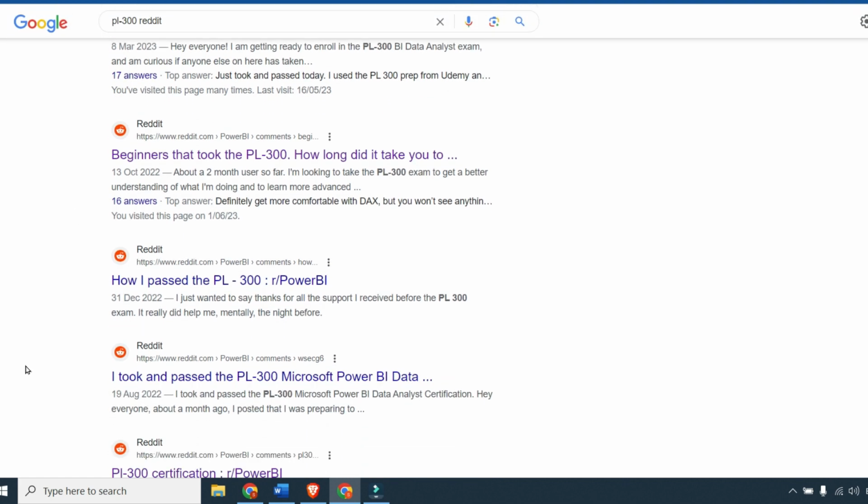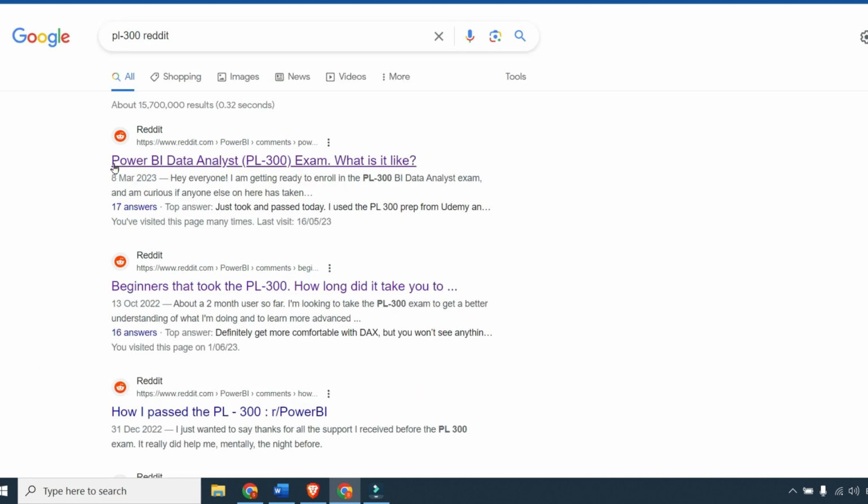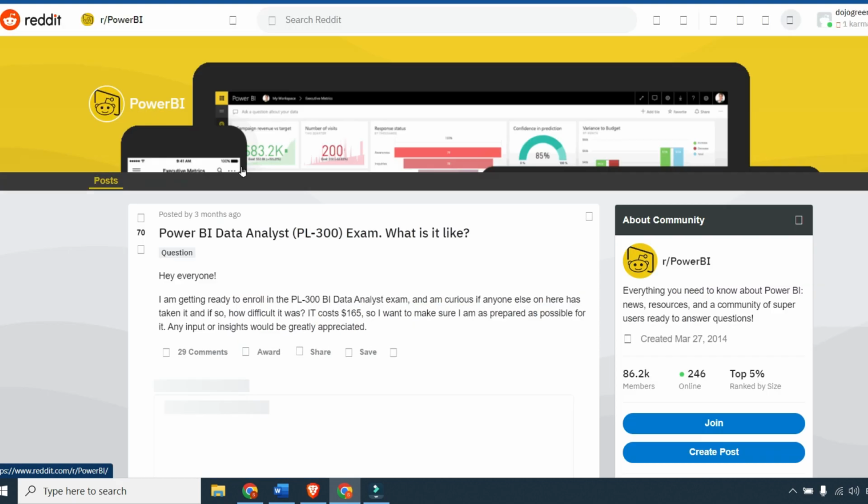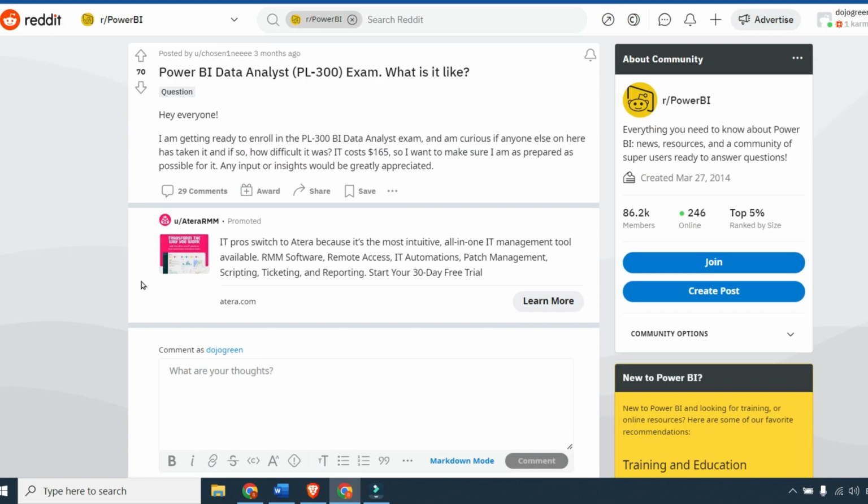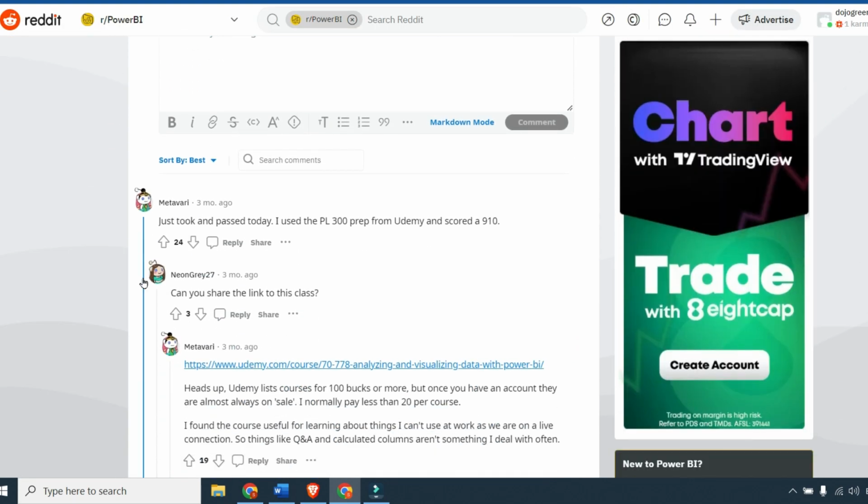When you look through it, just make sure you look at entries that are within, say, the last year. Don't look at really old ones because the exams get changed. You see here, this one's from 8th of March. That's a good one for you to read. I actually read that, and the person's asking how they should prepare. And then a lot of people at the bottom have come in and said how they passed the exam. For example, this guy just took and passed today, got 910. He says he did the Udemy course. So go and have a read through that as well.